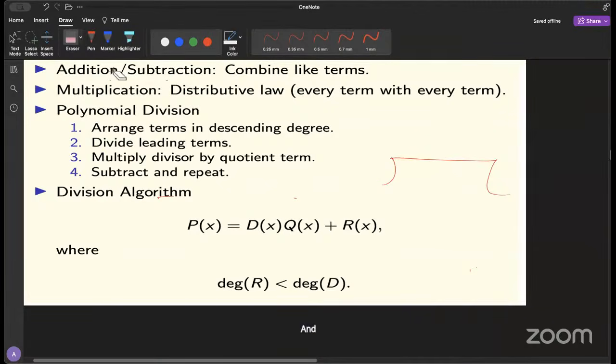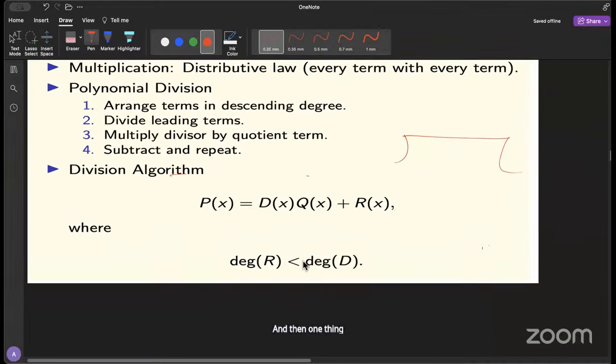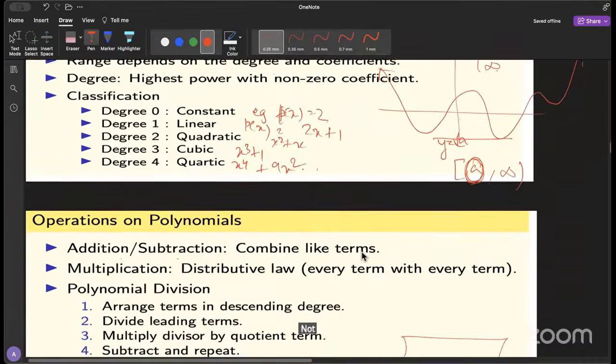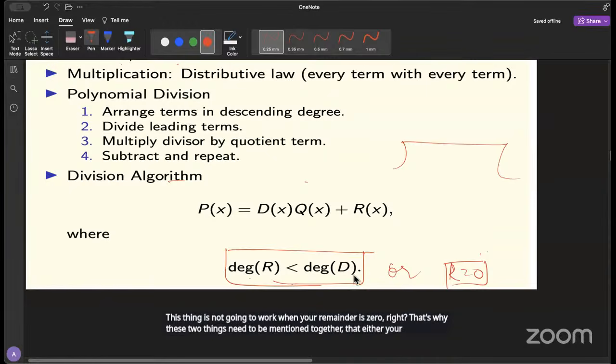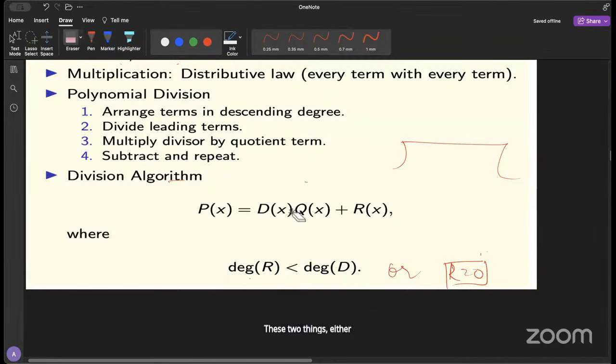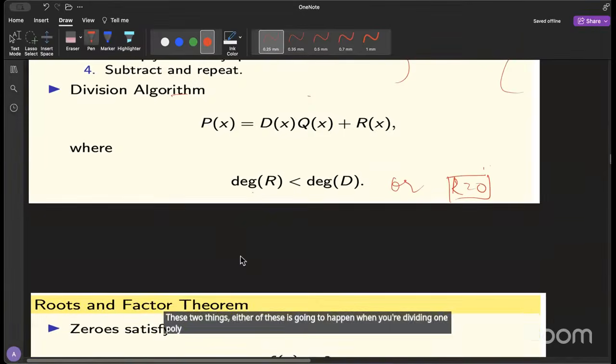And one thing that's not mentioned here is this is a bit oversimplified: either the degree of r is less than the degree of d, or your remainder is 0. What is the degree of the 0 polynomial? Not defined, ma'am. Not defined, undefined. So this condition is not going to work when your remainder is 0, right? That's why these two things need to be mentioned together: either the degree of the remainder should be less than the degree of the divisor, or your remainder is 0. One of these is going to happen when you're dividing one polynomial by another.